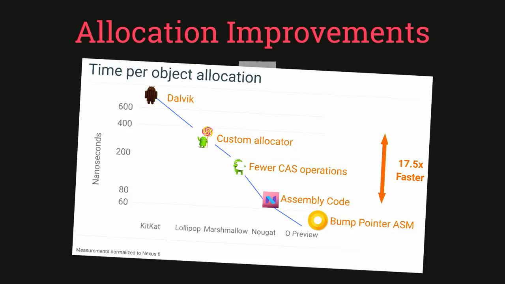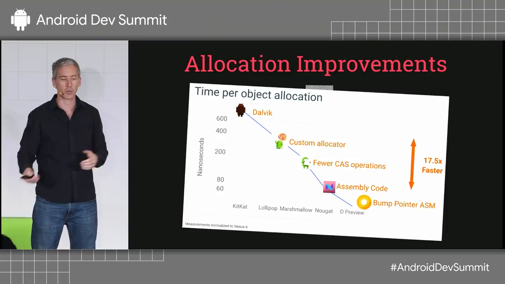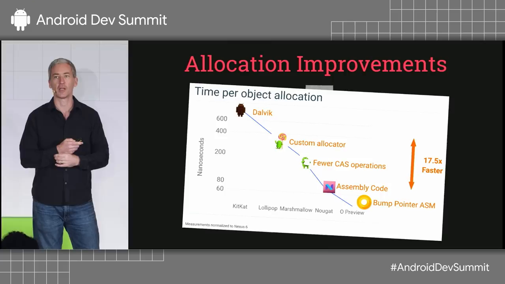You can see on the graph the comparison of where we were with Dalvik allocation cost compared to where we're at now in O with bump pointer and assembly allocations instead.